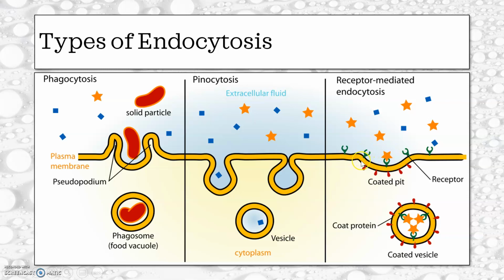So when this membrane bubbles in, it pinches off and forms a vesicle, we have the stars collected inside of that vesicle, and we don't have those squares. And so again, the cell can be picky about what it's bringing in if it has receptors that are specific to the type of particle it needs to bring in.